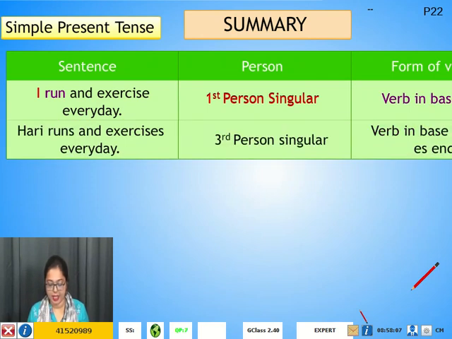Next, you see another example. Hari runs and exercises every day. Now Hari is in the third person singular number. Here the verb is in base form, but you have to add S or ES at the end. So have a look. Hari runs and exercises every day. With run, which is a V1 form, S is added at the end, and with exercise, ES is added, exercises. That means the verb is in the base form and at the end S or ES is added.